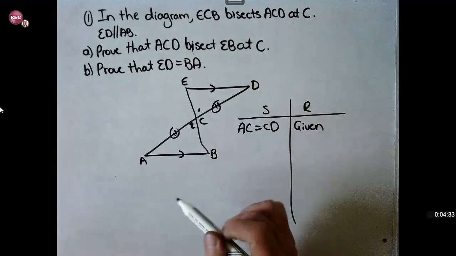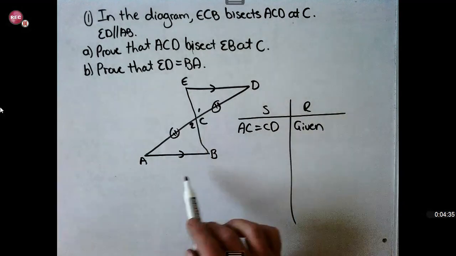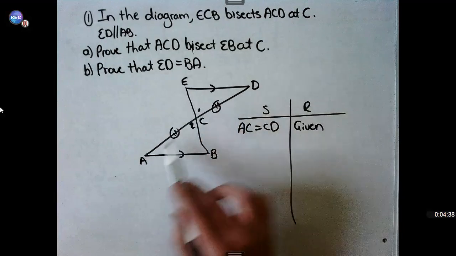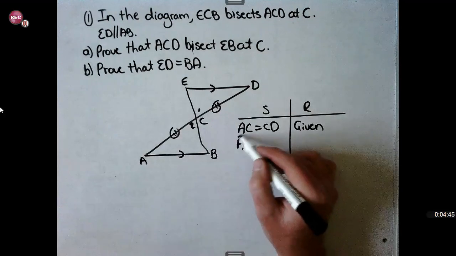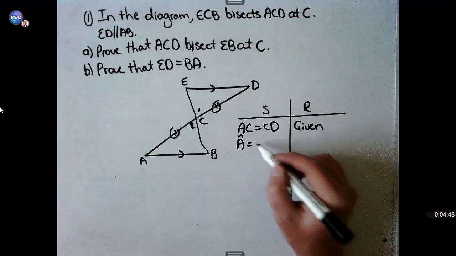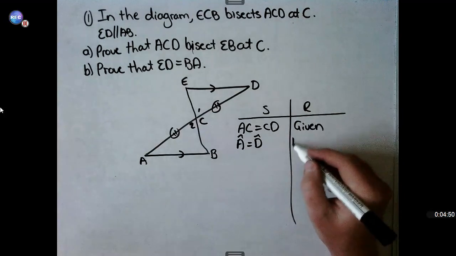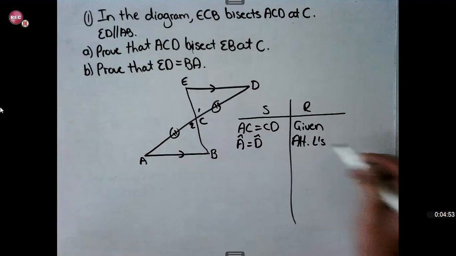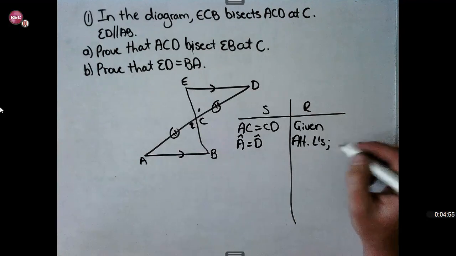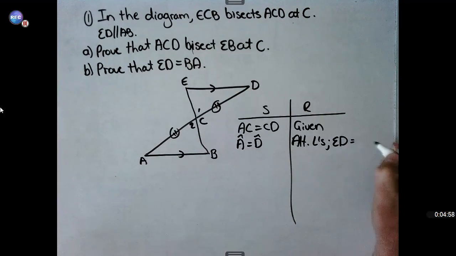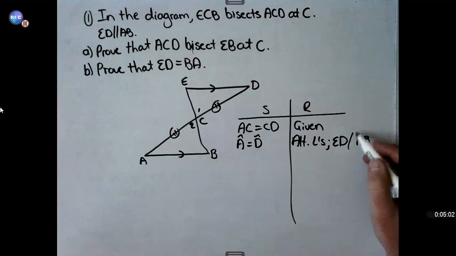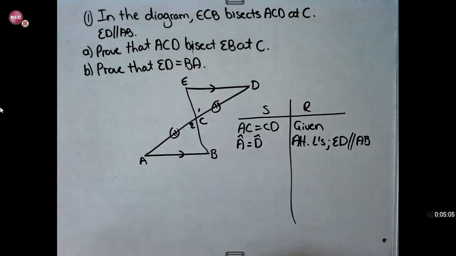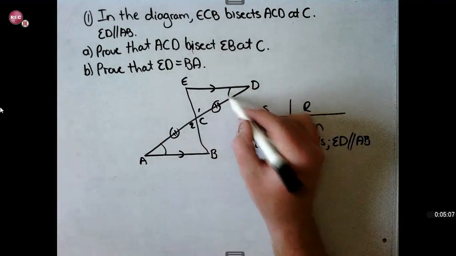Which means, if these lines are parallel, then these angles should be alternate angles, because they lie in between the parallel lines on opposite sides of the transversal. So therefore angle A is equal to angle D. They are alternate angles because ED is, sorry, not equal, parallel to AB. Almost made a mistake. I do apologize. So these two angles are equal.